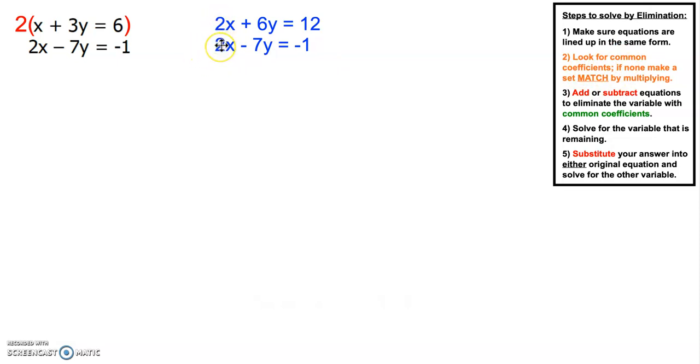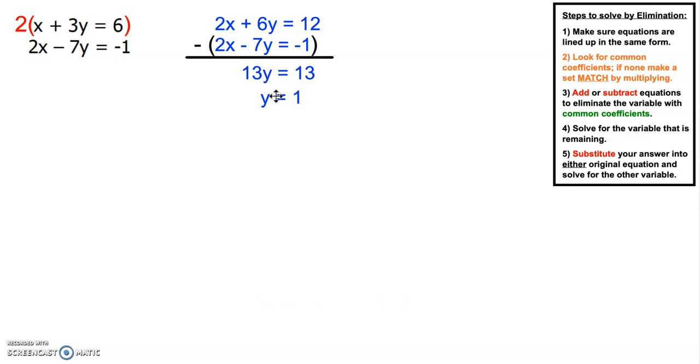So we have our common coefficients. Do we add or subtract? Well, in order to eliminate, 2x minus 2x is how we get that x to go to 0. So from here, we'll be left with 6 minus a -7, which is 13y. 12 minus a -1 is a positive 13. From there, we divide by 13, so y is 1.